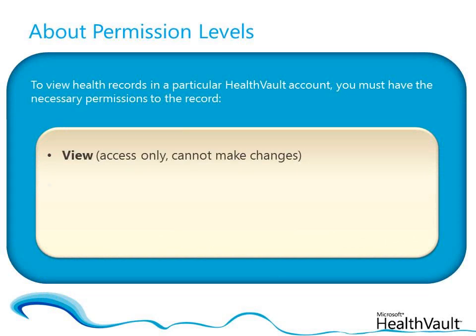View permissions allow a person to see the information in the health record, but not to change it. Users with view permissions can't view the sharing or history tabs. View and modify permissions allow a person to add, view, or edit health information or profile information, but not to view the information's history or sharing status.